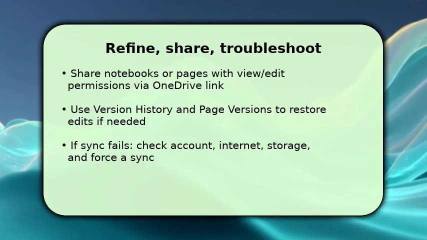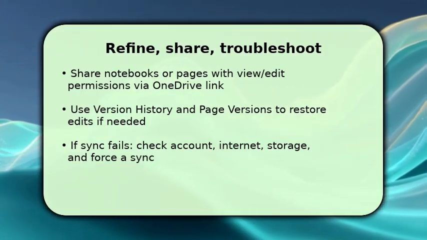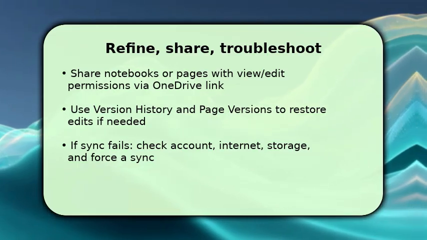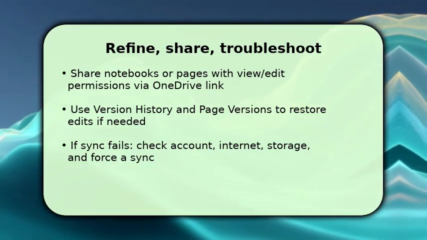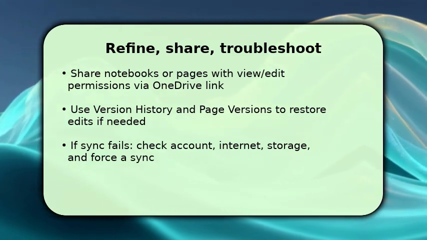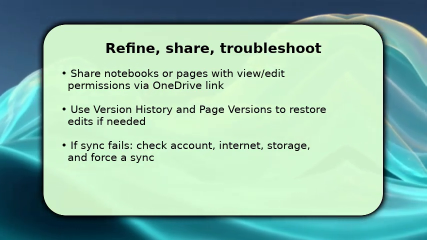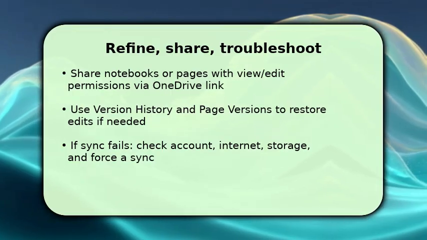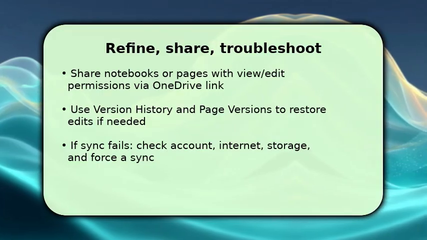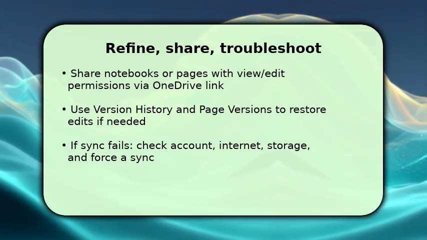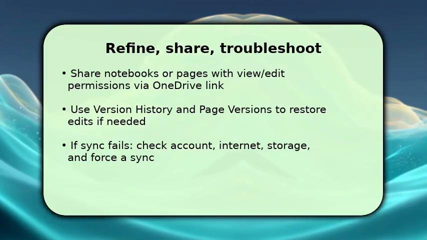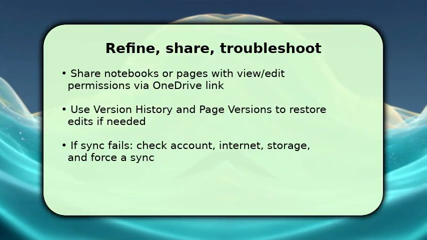Finish by refining content. Use formatting, insert tables, and create internal links to connect pages for quick navigation. Share the notebook or specific pages with collaborators and set proper edit permissions. If something goes wrong, open version history to restore prior content. If sync problems persist, sign out and back in, confirm OneDrive storage, test internet connectivity, and then force a manual sync. These final steps and one troubleshooting tip keep your notes reliable and collaboration smooth.